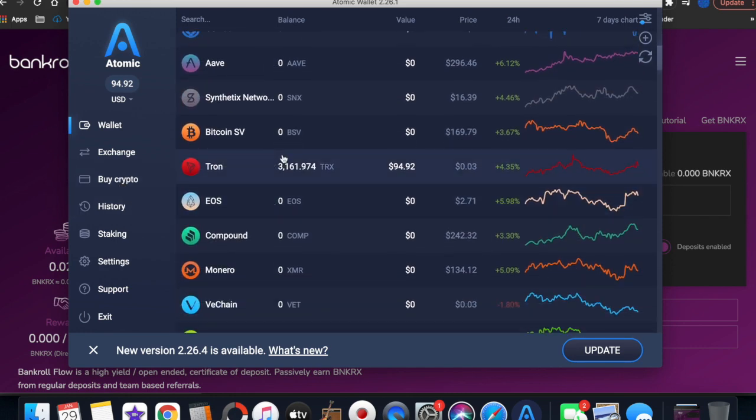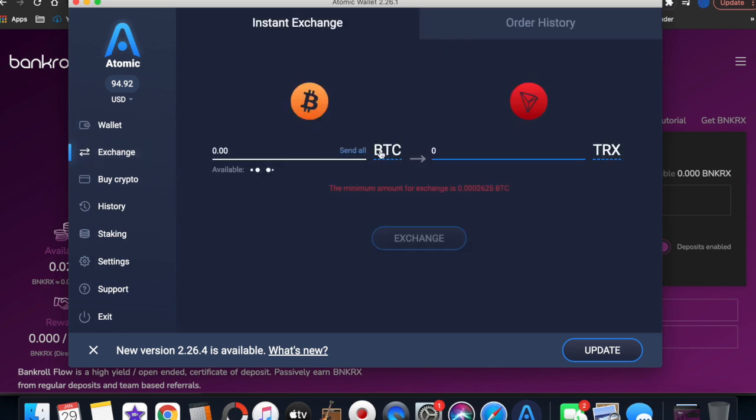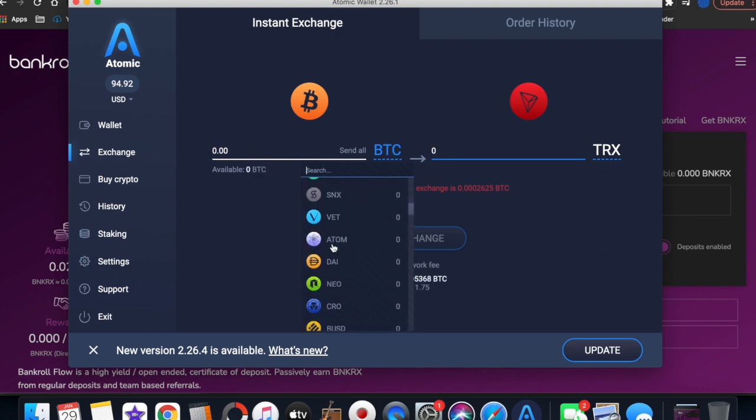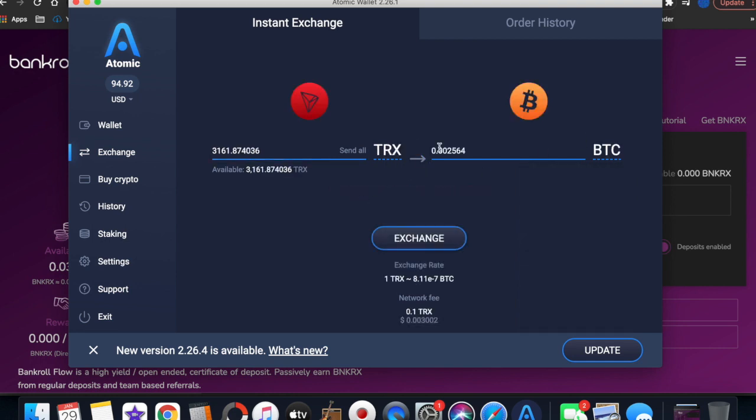Yeah, TRX moves fast. So y'all see, now we got the money on the Atomic Wallet. We got $94 on the Atomic Wallet. Now what we're gonna do is go to the exchange, right? And we're gonna exchange TRX for Bitcoin. Oh yeah, here we go. So now we're gonna exchange the TRX for Bitcoin, right?